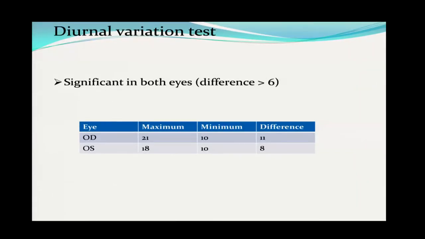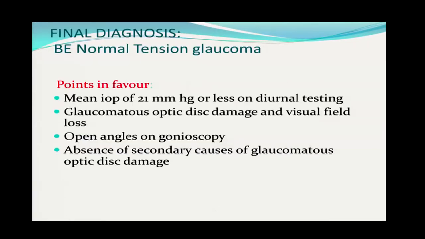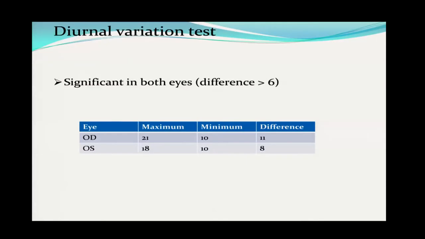The pressure was actually normal in this eye. Pressure was not high. So what will you do? There's enough evidence from clinical examination and also from the investigations that the patient has glaucoma. Now you need to define what we are going to do with this patient next.